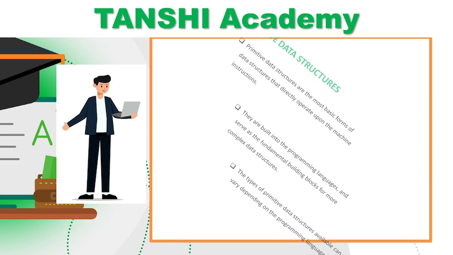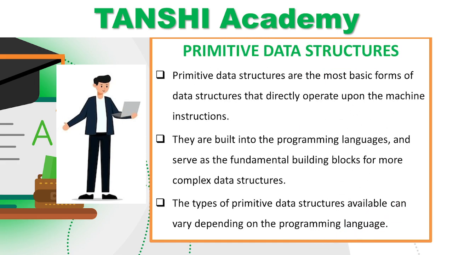Okay, now we are going to look at primitive data structures. Primitive data structures are the most basic forms of data structure that directly operate upon the machine instructions. I love the way it is framed here because it says it is the most basic form of data structure that directly operates upon the machine instructions. Now they are built into the programming languages and serve as fundamental building blocks for more complex ones.